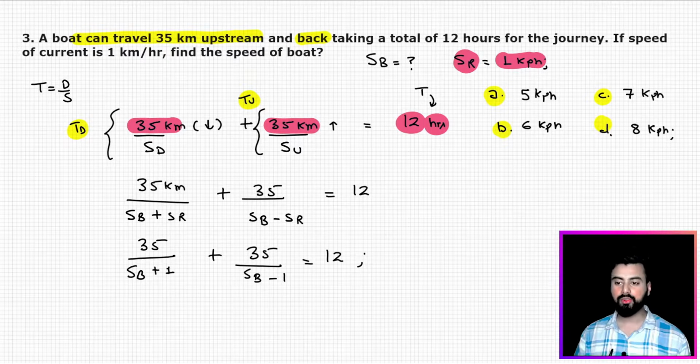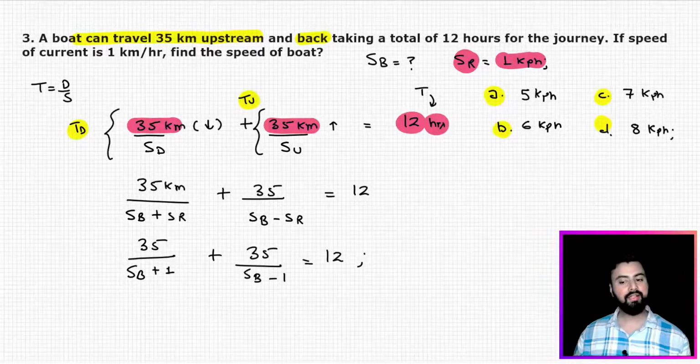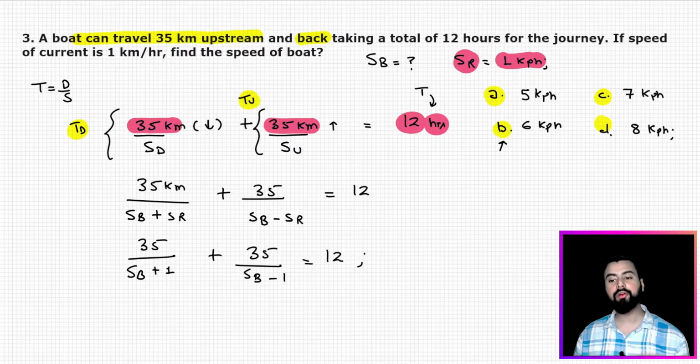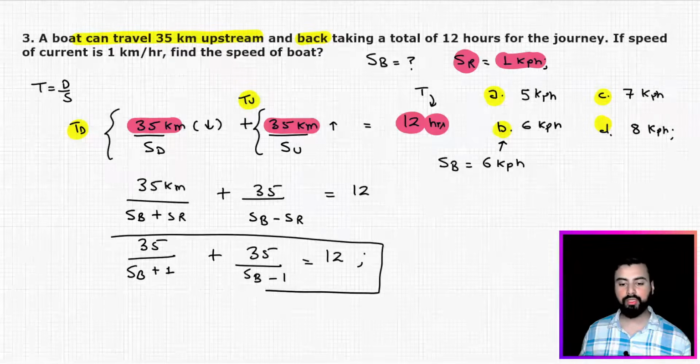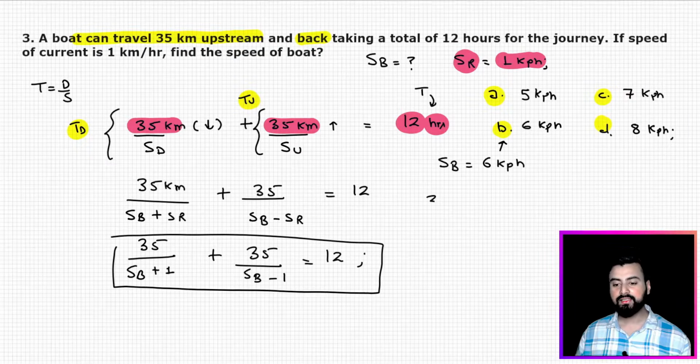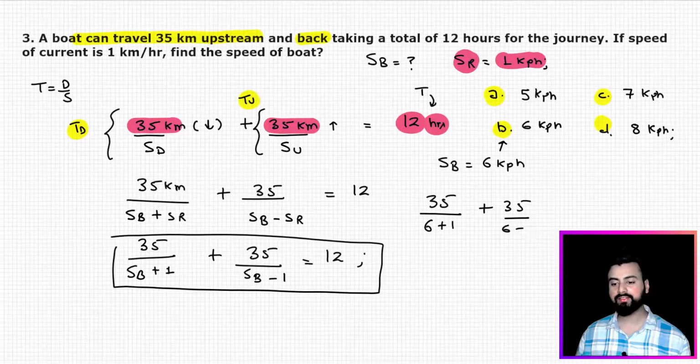So what I'm trying to tell you, start with an option which you think can be the answer of your question. Start with any option. So let's say I start with option B. In option B, the value of speed is 6 kilometer per hour. Speed of what? Speed of boat. So if I assume speed of boat as 6 kilometer per hour, simply plug in the value of speed of boat in this particular equation. See, 35 upon speed of boat plus 1, that is 6 plus 1, plus 35 upon 6 minus 1. This should be equal to 12.